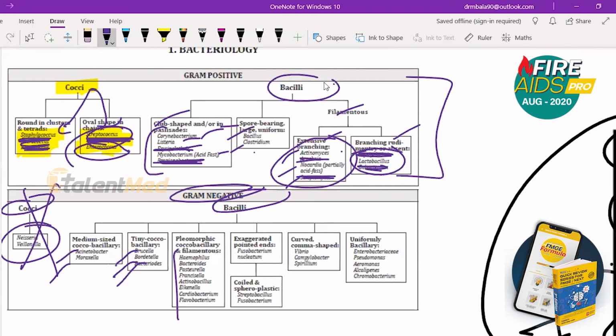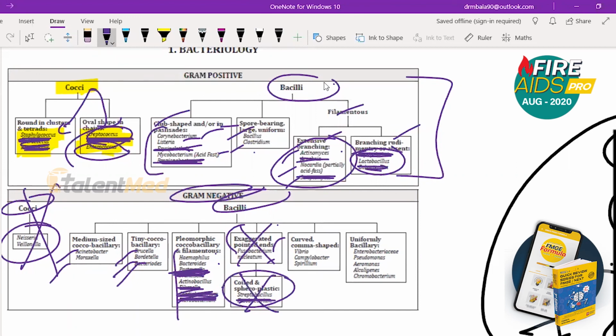So here you can ignore Cardio, Flavo, Eikenella. You can ignore Francisella, Pasteurella. So you need to remember Haemophilus, Bacteroides, Actinobacillus. At least these three you must remember for your exam. Exaggerated pointed ends can be seen in Fusobacterium nucleatum. You can ignore that, that's fine. Coiled and spheroplastic: Streptobacillus and Fusobacterium. So this also in Fusobacterium you can ignore. Streptobacillus alone you can remember, but that might confuse you with gram positive. So if you ignore that also, it is fine.